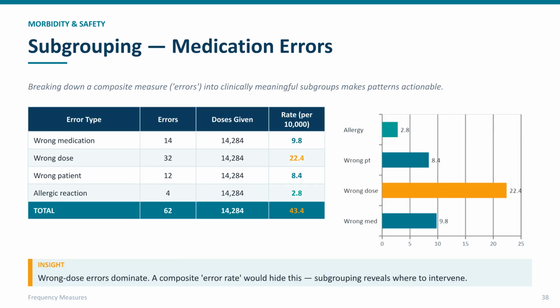Subgrouping is equally important for tracking medication errors. Rather than just reporting a general error rate, breaking errors down by type, such as wrong dose errors, allows teams to implement targeted, actionable interventions.